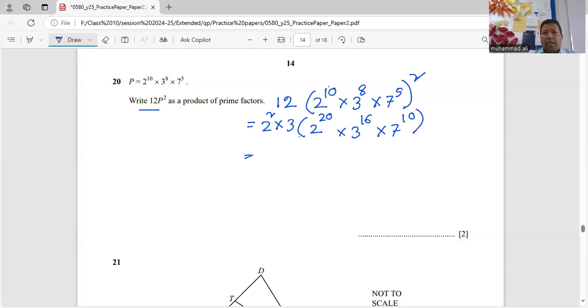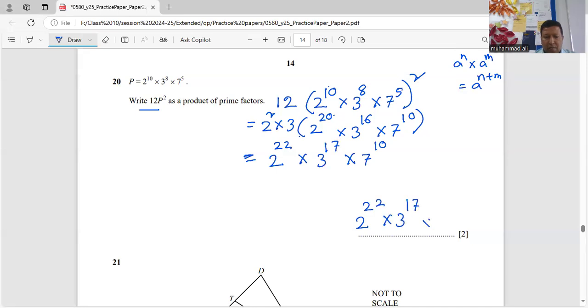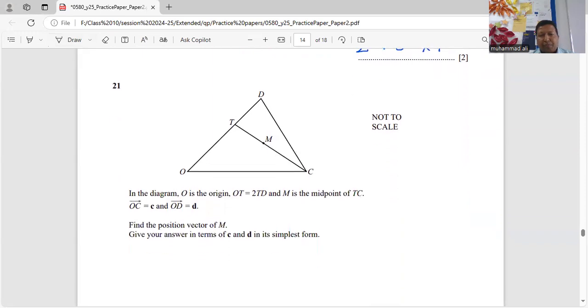Now, if we remove the bracket, here 2 is the base, and the same base's powers will be added in multiplication, like e to the power n multiply e to the power m. If you want to write it together, it will be e to the power n plus m. So it will be 2 to the power 20 plus 2, 22, multiply 3 to the power 16 plus 1, 17, multiply 7 to the power 10. So finally, we write 2 to the power 22 multiply 3 to the power 17 multiply 7 to the power 10. So question number 20 completed.